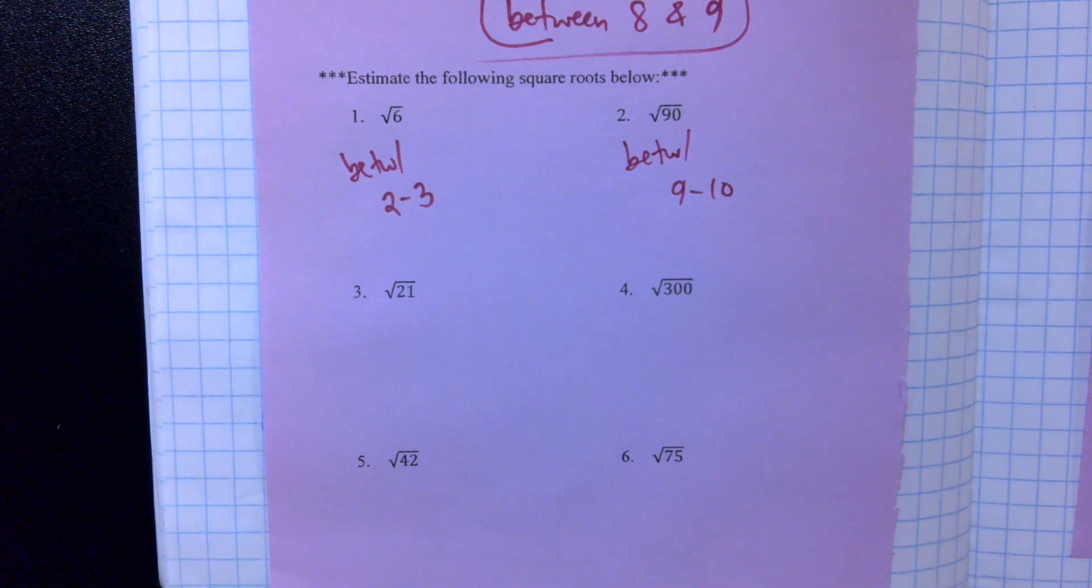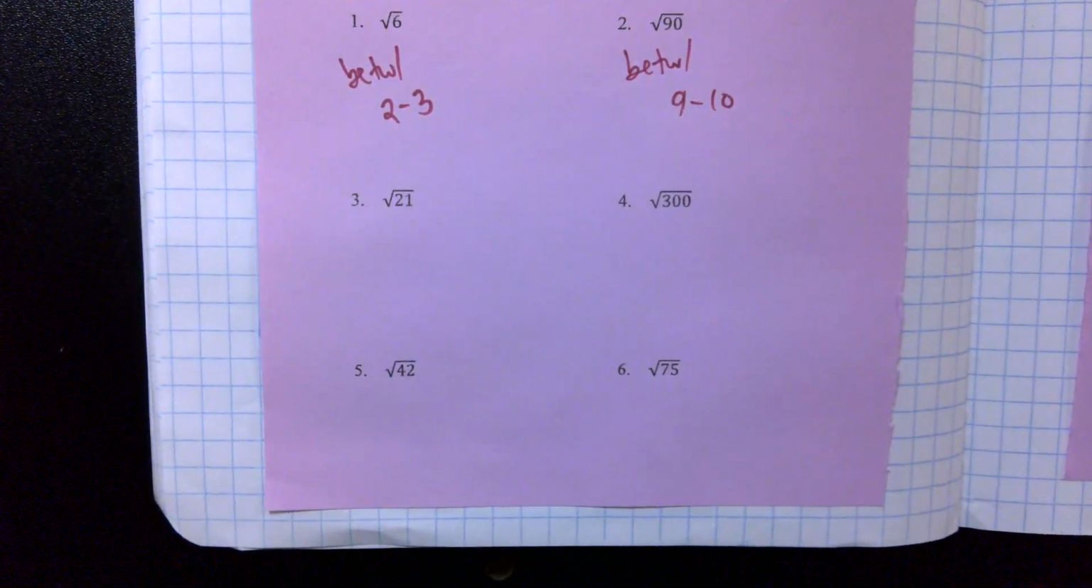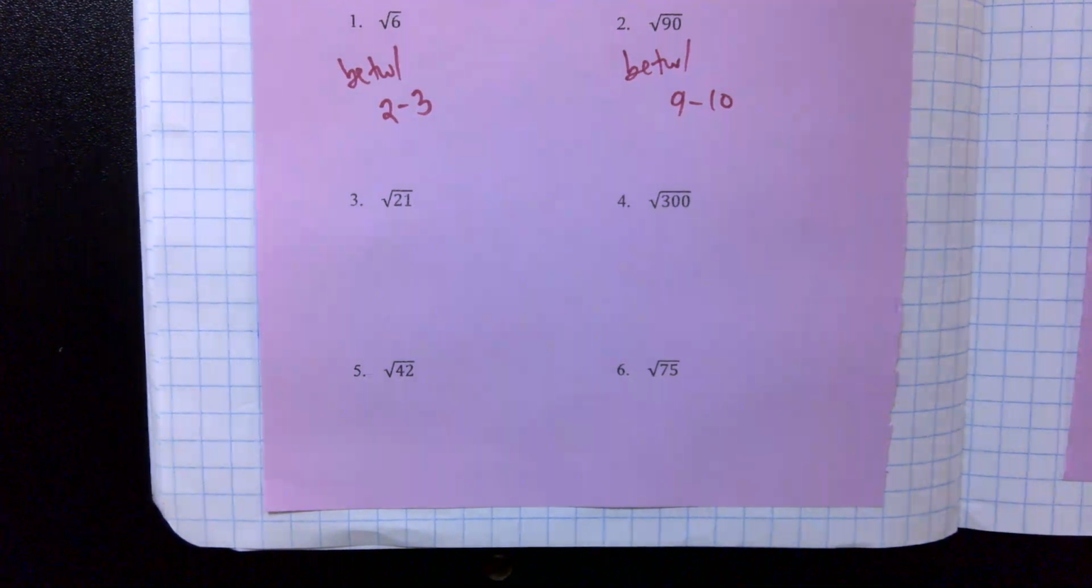Give the next 4 a try. See if you can use your perfect square chart to find where those imperfect squares, per se, fall between. Should take 60 seconds. It'll be quick.